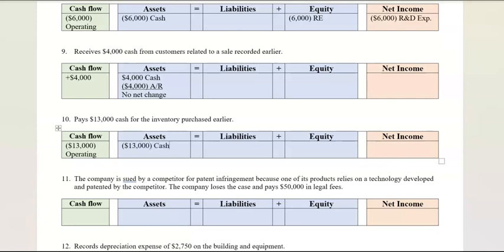And then what's the other side of this entry? It's not to inventory. We had purchased the inventory earlier in a previous transaction. We are paying off an amount we owe. So we are reducing our liabilities, $13,000, and that specific liability is accounts payable. No impact to equity, no impact to net income.